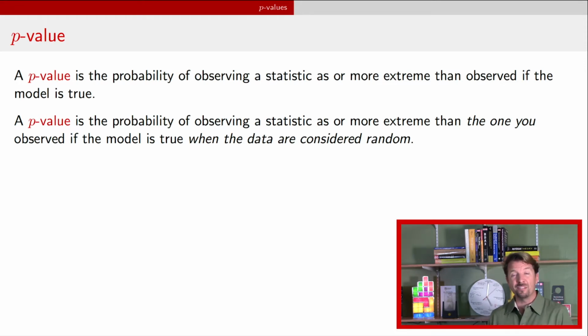And now the last piece is that we have to talk about what it means to be as or more extreme. That's probably the hardest concept when it comes to p-values. All right, so let's just talk through an example, and that might clear up what we mean when we talk about p-values as a whole and the as or more extreme regions in particular.